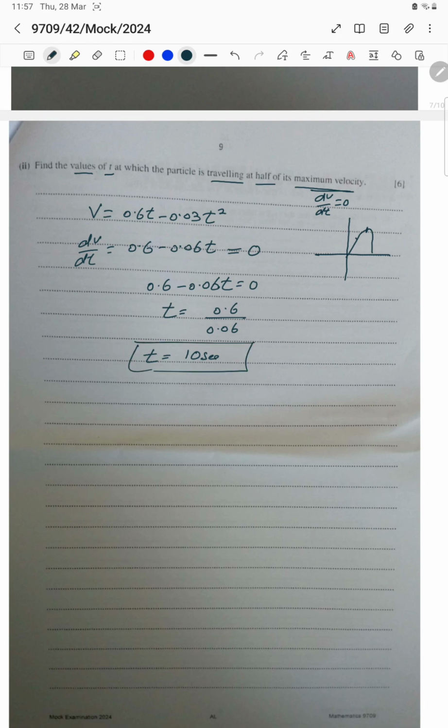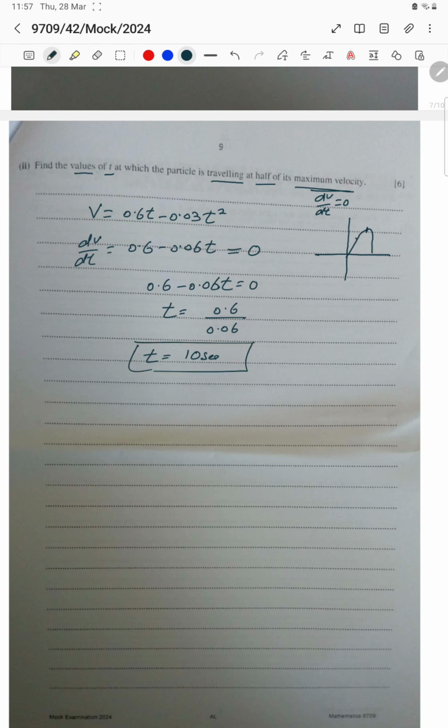Let's start. We are given 0.6 t minus 0.03 t square as the velocity. So for dv by dt, you will get 0.6 minus 0.06 t. Make it equal to 0 to get t. 0.6 minus 0.06 t equal to 0. So t will be 0.6 divided by 0.06. With the calculator, it comes to 10 seconds. So t is 10 seconds.